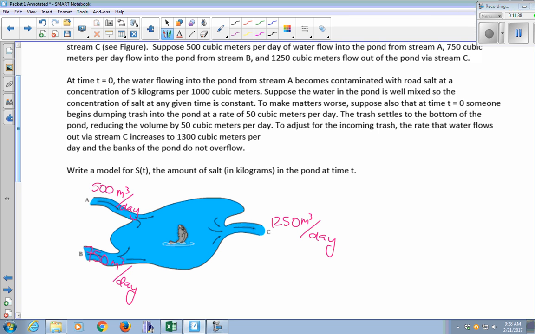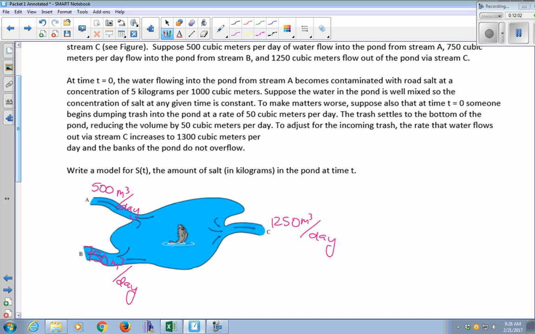At time t equals 0, the water flowing into the pond from stream A becomes contaminated with road salt. And the concentration is 5 kilograms per 1,000 cubic meters. And then suppose the water in the pond is well mixed, so that the concentration of salt at any given time is constant throughout the pond.